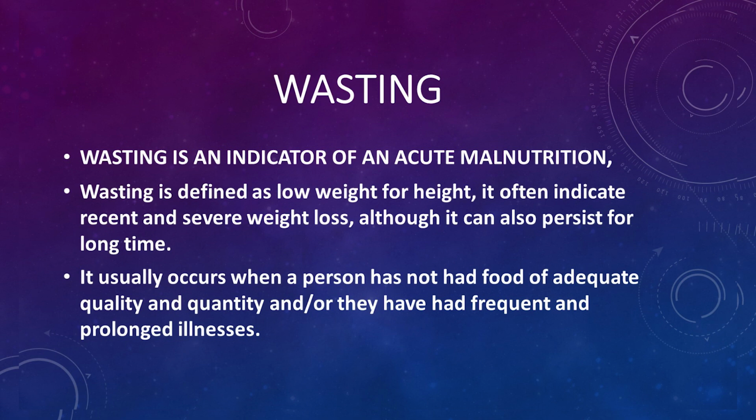So, wasting is an indicator of acute malnutrition. Wasting means the baby is losing its weight. Wasting is defined as low weight for height, which often indicates a recent and severe weight loss, although it can persist for a longer time. It usually occurs when a person has not had food of adequate quality and quantity, and or has had frequent and prolonged illnesses.